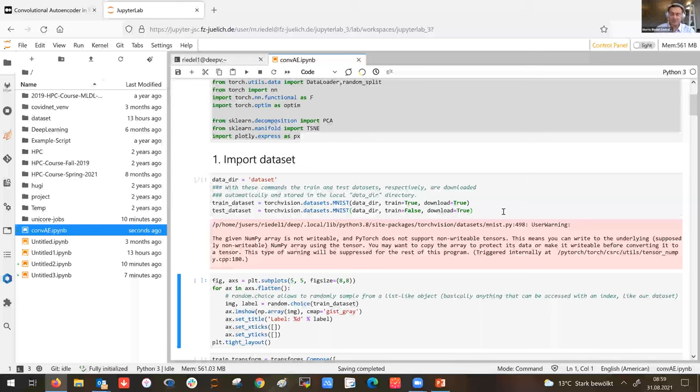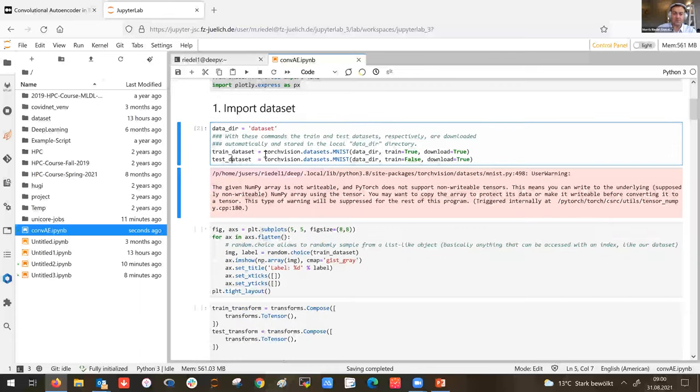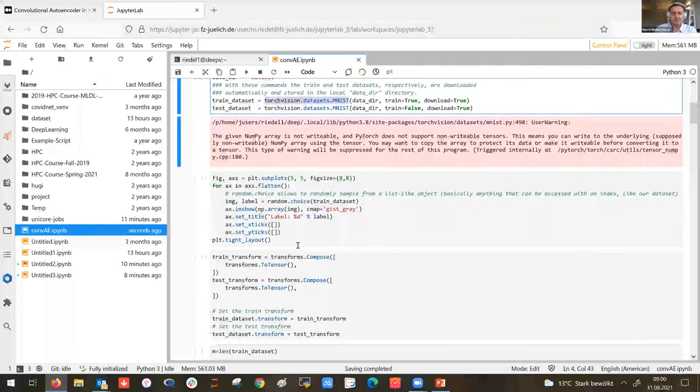It's a little bit of a workaround that works. It's not valid for all systems, just those which basically have no outgoing connections from the compute nodes. Just as a side remark, here we see that the training and the test data set have already been downloaded. As I said earlier, it's nicely part of the Torch Vision data sets already because it's a kind of de facto standard benchmark data set.